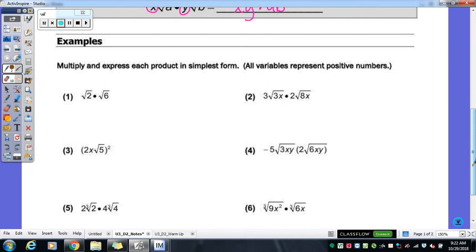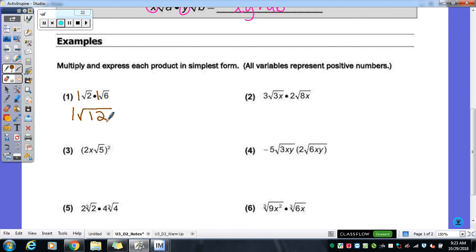So let's take a look at our example. We'll start easy and then we'll slowly work our way to a little harder. So we have the square root of 2 times the square root of 6. So first question we have to ask ourselves, do they have the same index? Yes, because they're both square roots. So we can actually multiply these. Our coefficients are both 1s. We don't always write the 1, but that is there in front of that radical, so you would just multiply 1 times 1, and we'd get a 1.